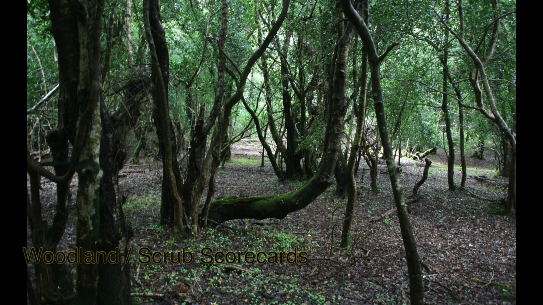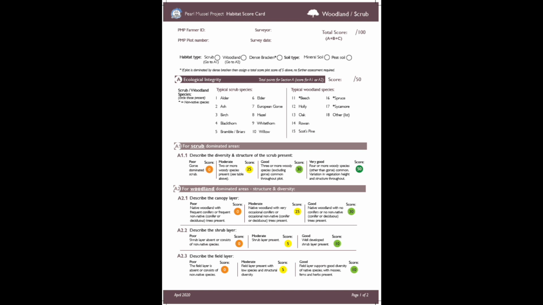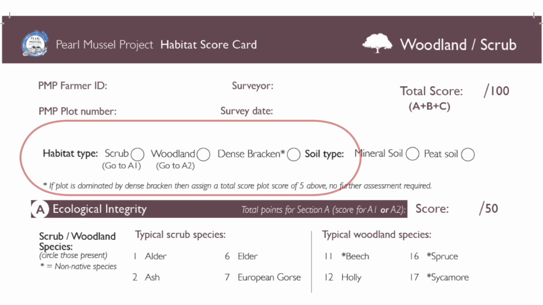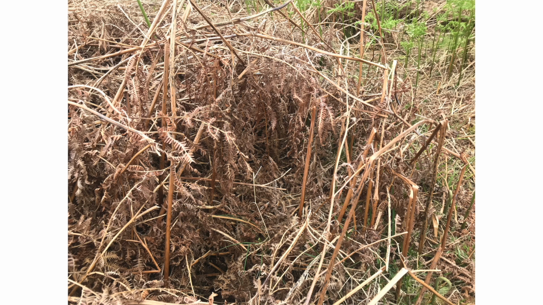Let's look at our woodland scrub scorecard. This scorecard covers 3 habitat types: woodland, scrub and dense bracken. If the plot is dominated by dense bracken, then assign a score of 5 out of 10, and no further assessment is required.